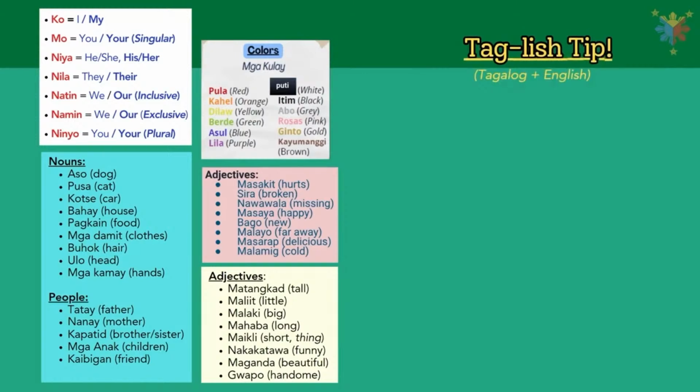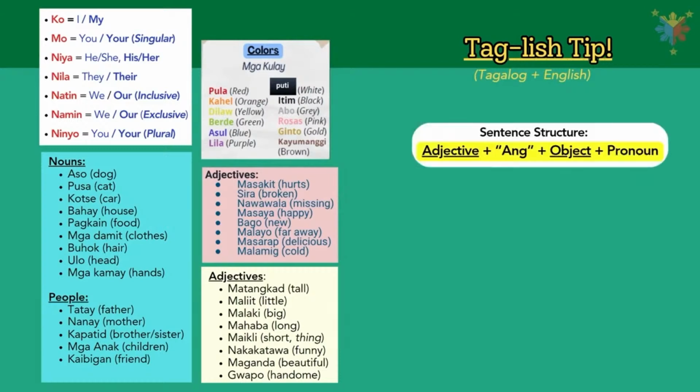All right, so here is a quick Taglish tip. Taglish is Tagalog and English put together. I am a big supporter of using English in Tagalog if you are still learning new vocabulary. So here is one way you can use it. Here is the sentence structure we just learned. If you don't know an adjective or an object in Tagalog, just say that word in English.